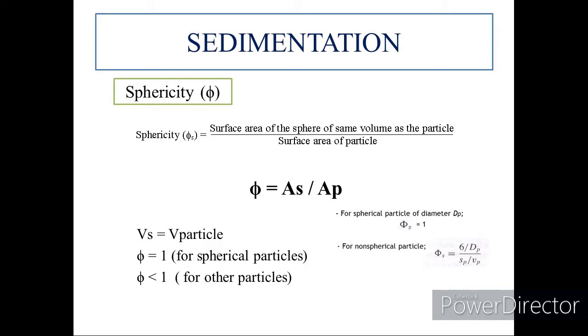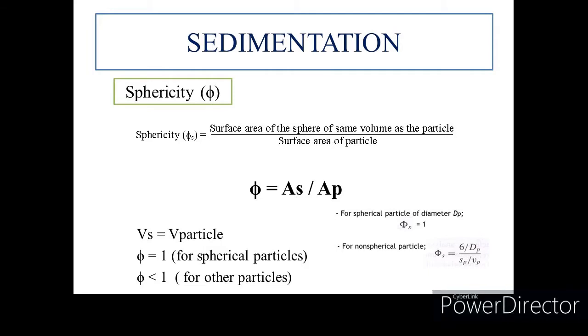And for a non-spherical particle, we will be using the formula 6 over Dp, or the particle diameter, divided by the surface area over the particle volume. Take note that for a non-spherical particle, the particle diameter should be the equivalent diameter in terms of a sphere. So the Dp there should be, since it is not spherical, the equivalent diameter of that particle.